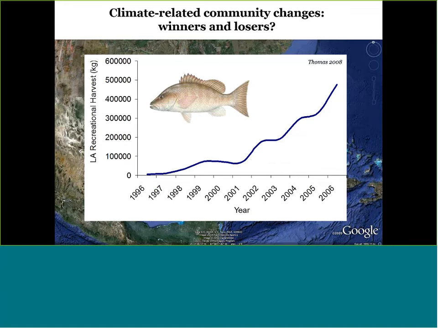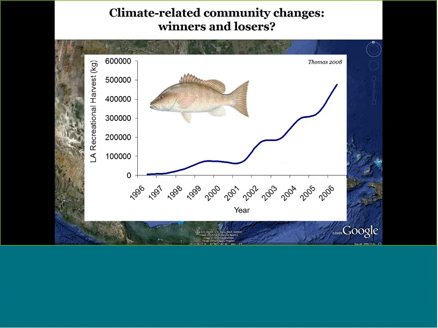And gray snapper has another name. It's called mangrove snapper. And so it shouldn't be surprising that at the same time you're seeing mangroves move up the coast, you're seeing things like gray snapper or mangrove snapper move up. So these really are starting to be community-level shifts.